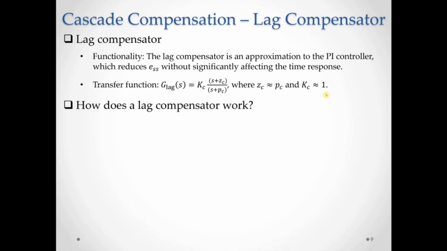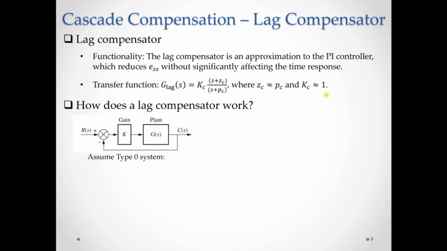Now let's see how a lag compensator works. Let's assume a system in the unity negative feedback configuration that does not contain any compensator. Let's also assume the system is a type 0 system. Then the static error constant that's finite non-zero is the position constant, which is equal to the limit of the transfer function on the forward path as s approaches 0. The steady-state error due to a unit step input is finite non-zero for this type 0 system, which is equal to 1 over 1 plus kp.